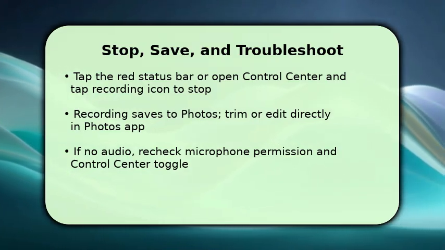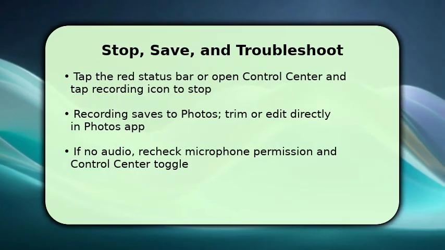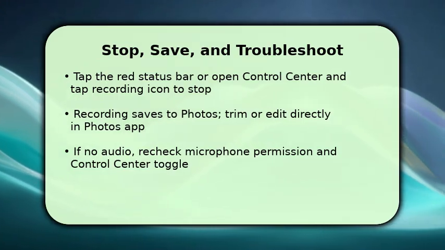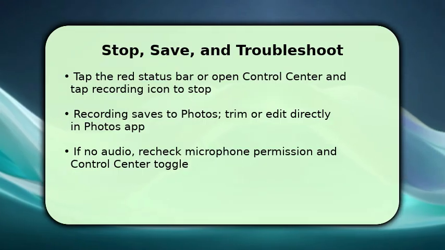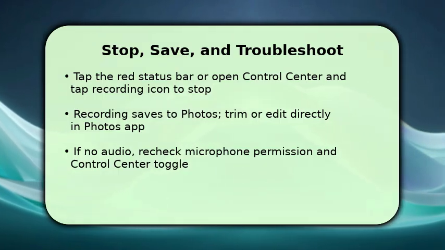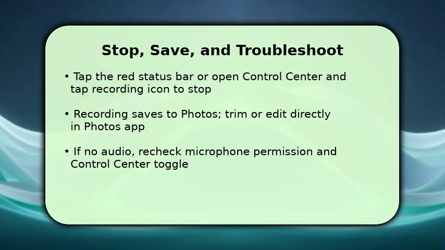If you find no microphone audio, make sure the microphone toggle was enabled in the recording menu and check microphone permission under Settings, Privacy, Microphone. If issues persist, restart the phone and try again.